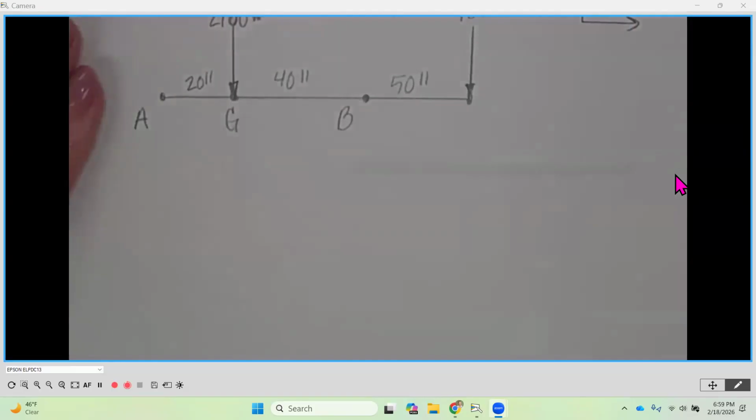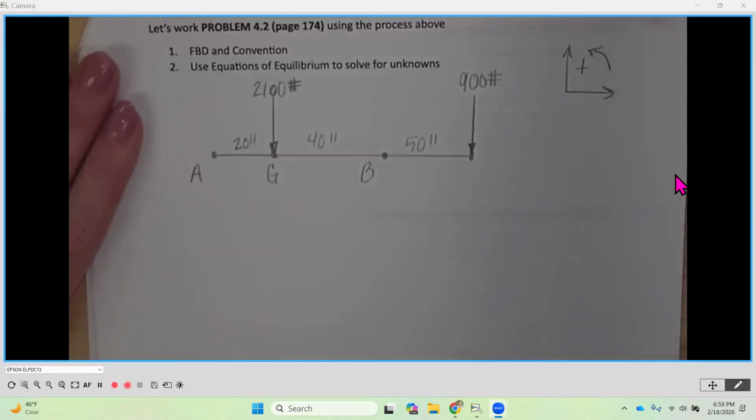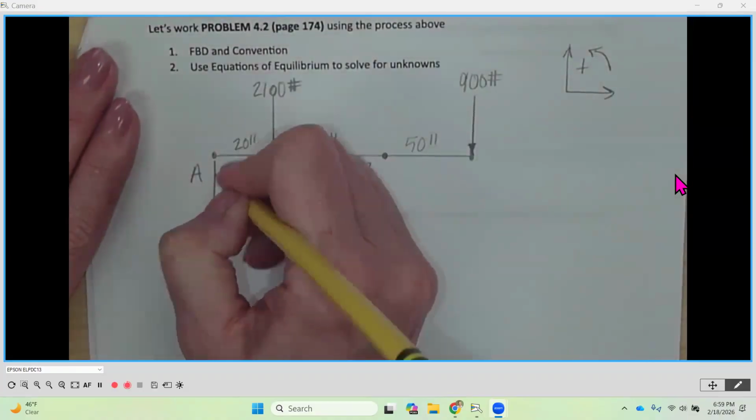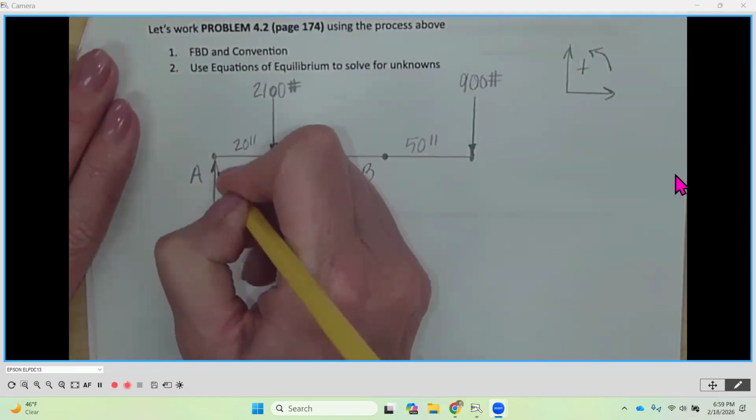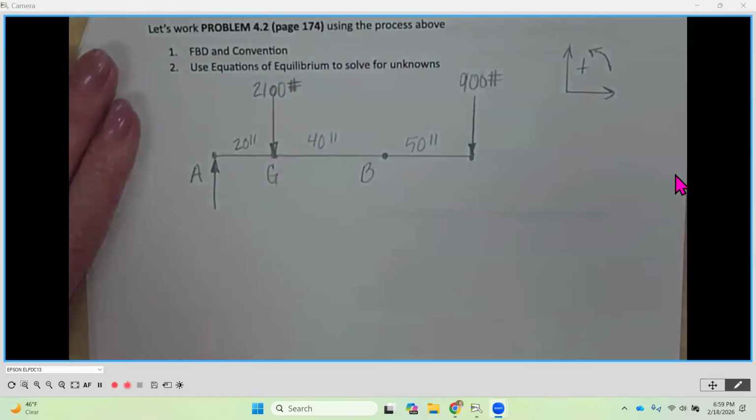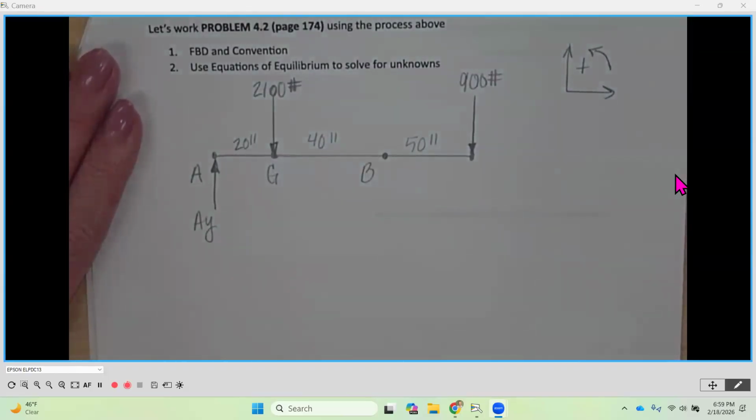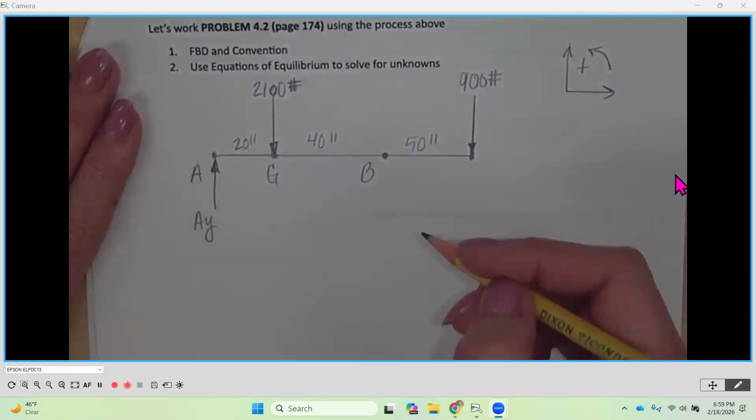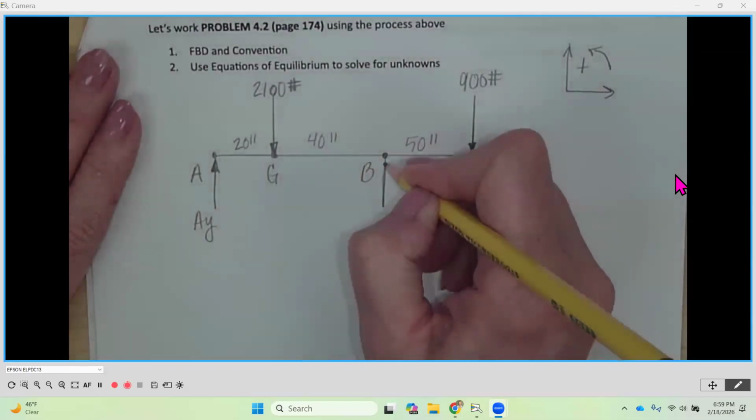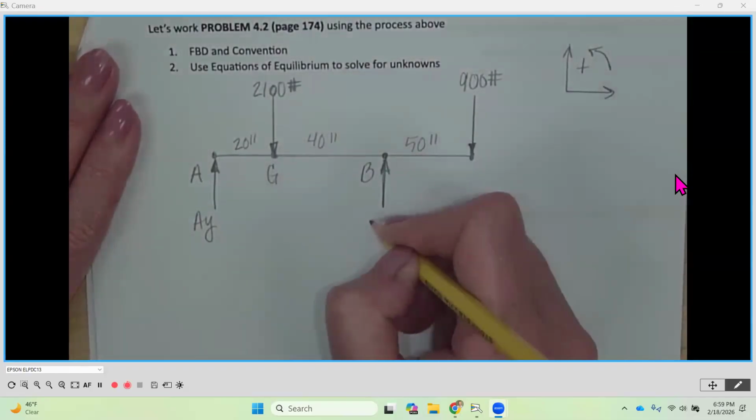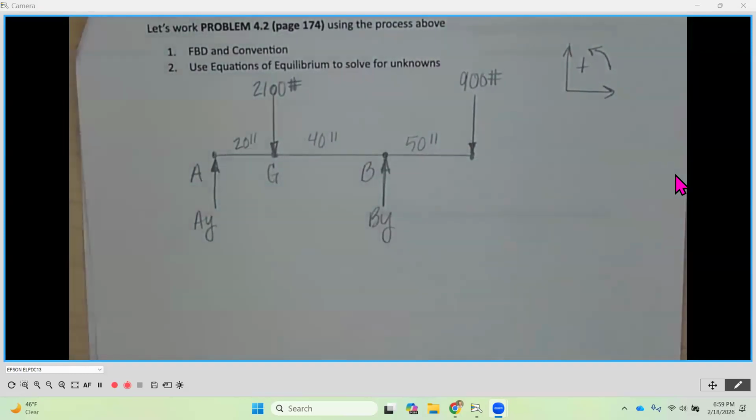So we go over here. A, that means we're going to have a force, A, and I'm just putting it down below. Again, you can put it on top of the line or down below. It's going to be going straight up. And I'm going to call this AY just because it's going in the Y direction. And then B is also a roller, right? That's going to be a BY.